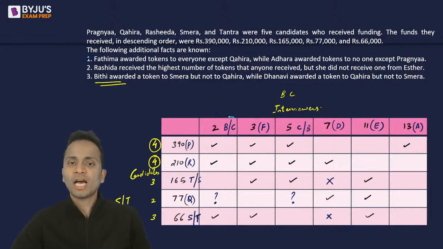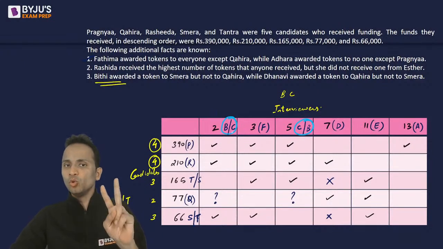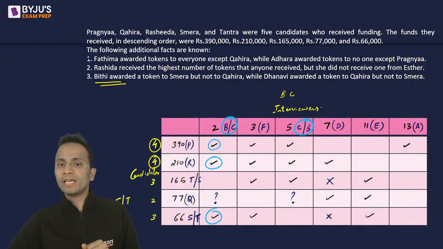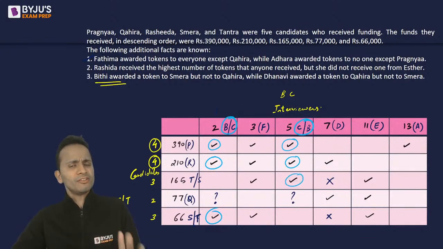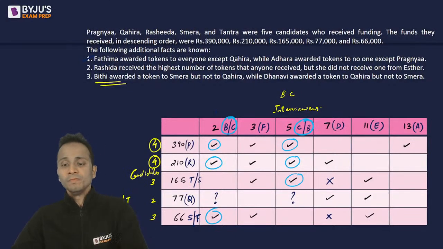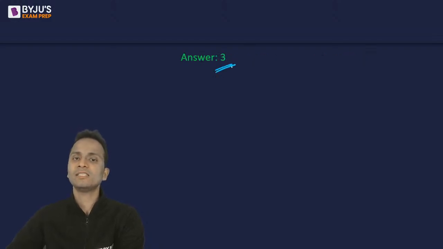Okay, now Chaya can be this person or can be this person. I have marked with blue color. Okay, so in this case, Chaya has awarded, if Chaya is awarding token number 2, so Chaya has awarded 1, 2, and 3 tokens. Now in the other case, if Chaya is awarding token number 5, so Chaya has awarded again 3 tokens. So in both the scenarios, Chaya has given 3 tokens. So yes, we can uniquely determine the answer of this question, and the answer is 3.